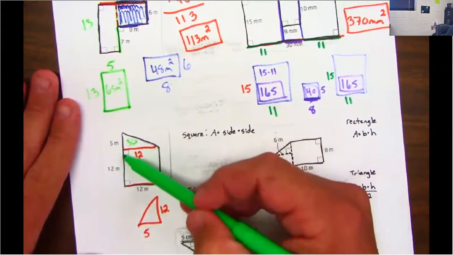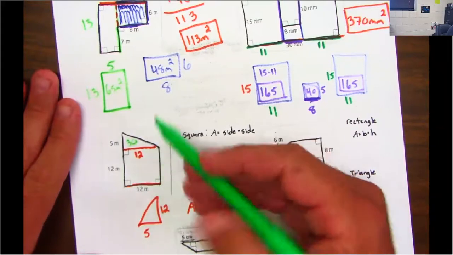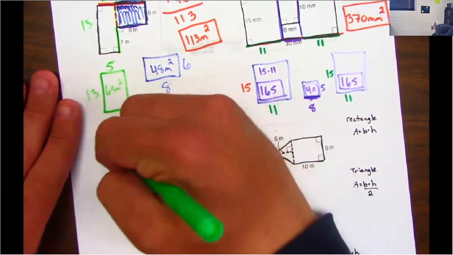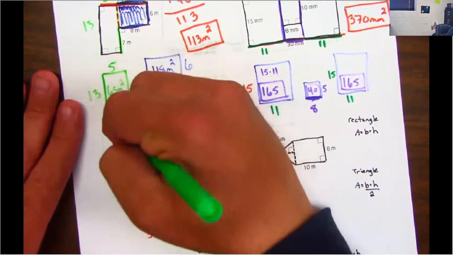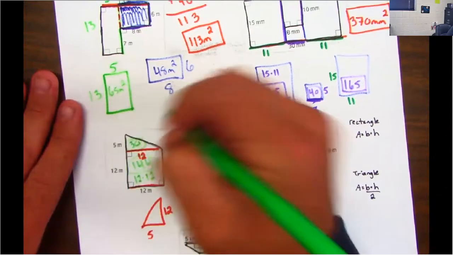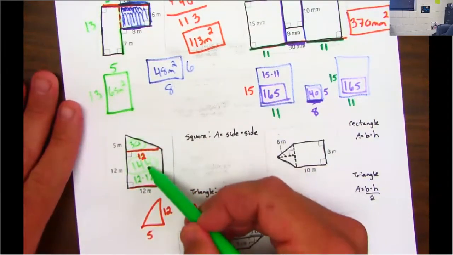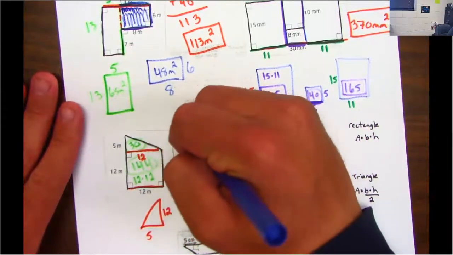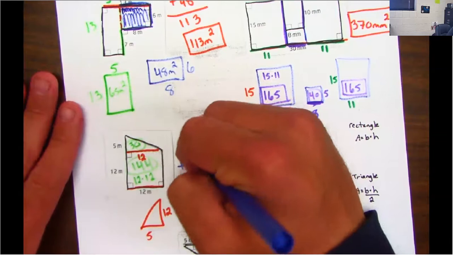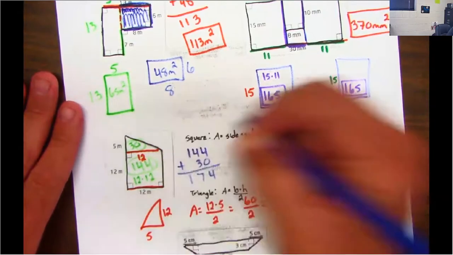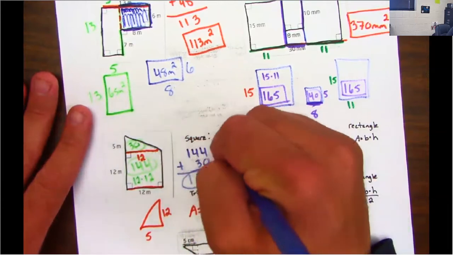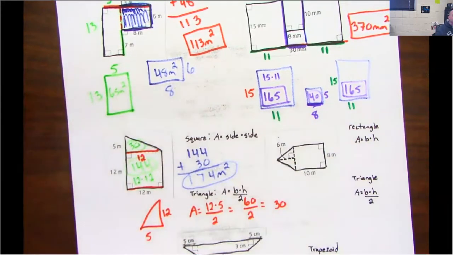Guys, this piece right here is a square. That's just side times side. So what is 12 times 12? Well, that would be 144. So these two numbers that I circled in green, 144 plus 30 will give me the answer. So 144 plus 30 is 174 meters squared. Nice and easy there, not bad at all.